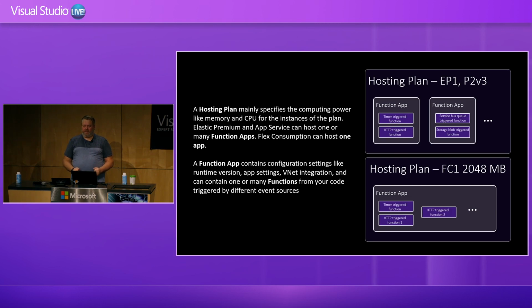And there's a difference in how your solution will scale depending on what triggers those functions have inside your function app as well. As you can see here, we have a function app at the top with a timer trigger and an HTTP trigger function, another function app with service bus and a storage blob trigger. And on the bottom one, we have a flex consumption app that has 3 functions as well, 2 HTTP and 1 timer. And they're all sharing that instance.